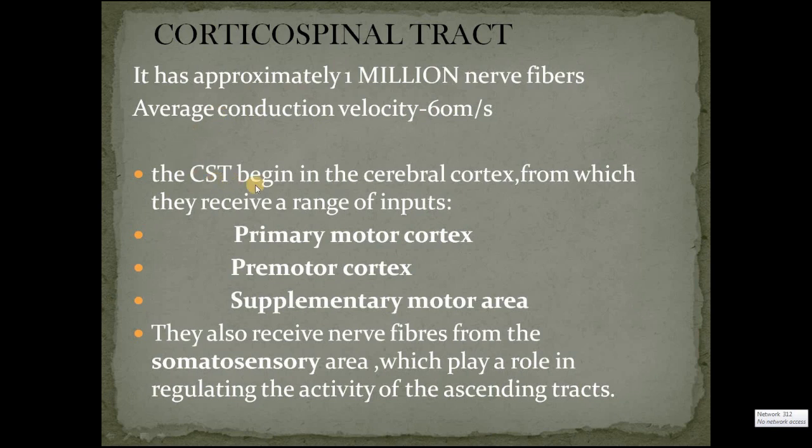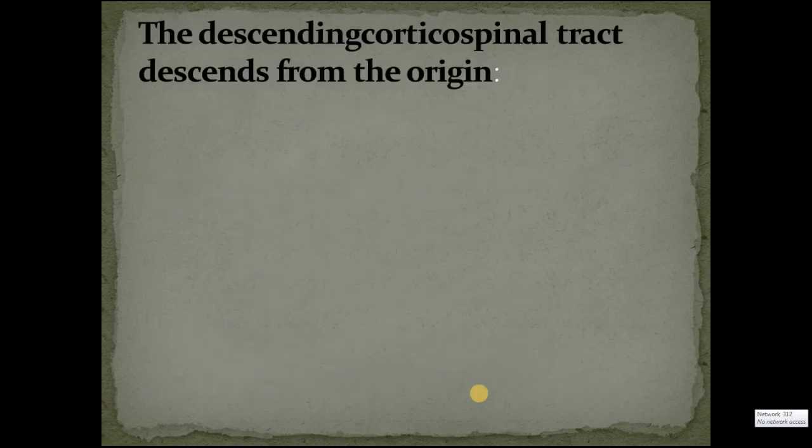The corticospinal tract begins in the cerebral cortex, from which it receives a range of inputs from the primary motor cortex, premotor cortex and the supplementary motor area. It also receives nerve fibers from the somatosensory area, which play a role in regulating the activity of the ascending tracts.